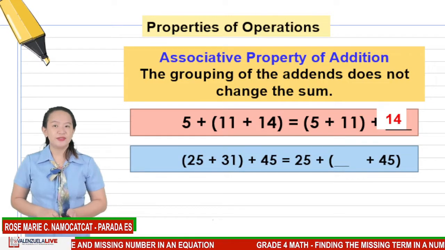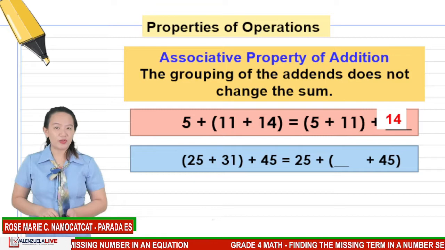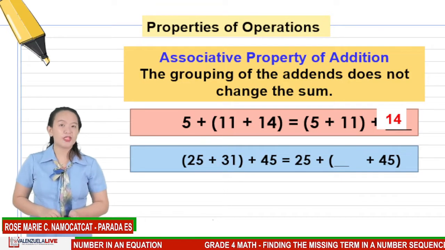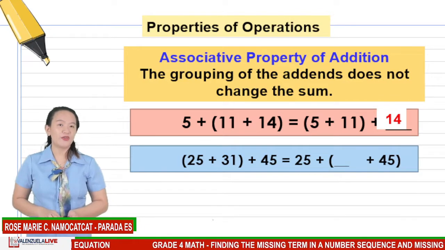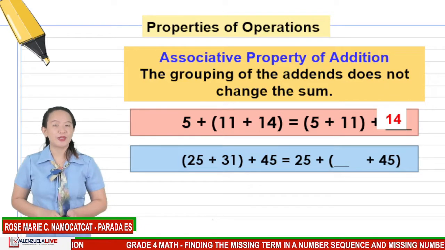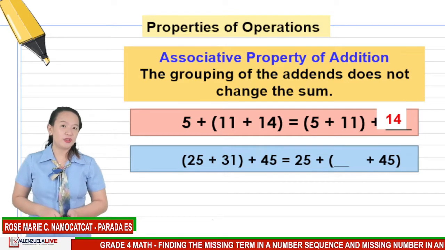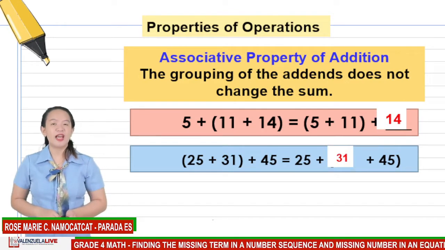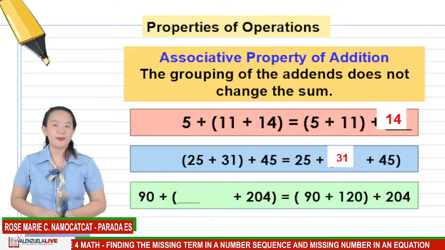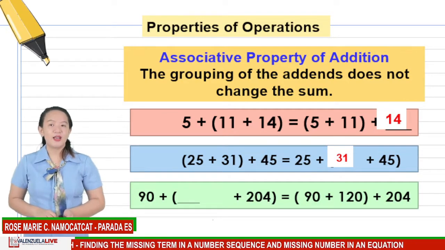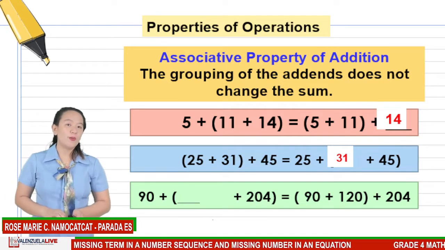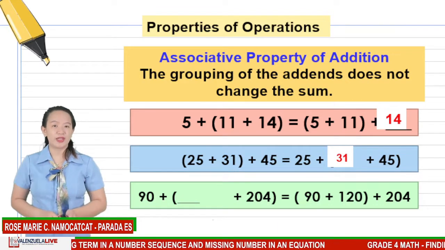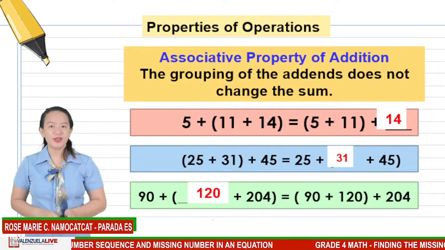The next one, open and close parenthesis, 25 plus 31 plus 45 is equal to 25 plus open parenthesis, blank plus 45 close parenthesis. What will be the number that you should use in the equation? Okay, the answer is 31. The next one, 90 plus open parenthesis, blank plus 204 close parenthesis is equal to open parenthesis 90 plus 120 close parenthesis plus 204. So what's the answer there? Okay, great. It's 120.